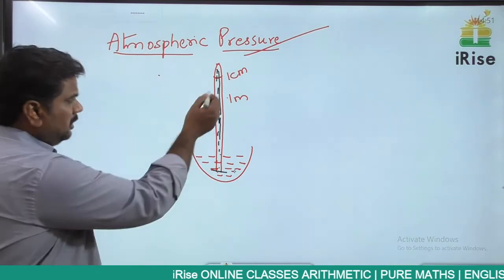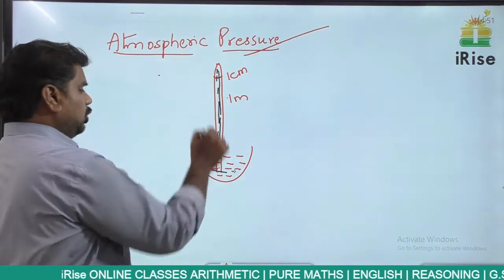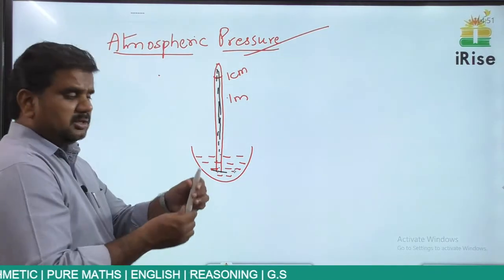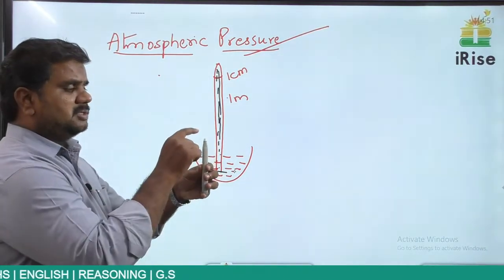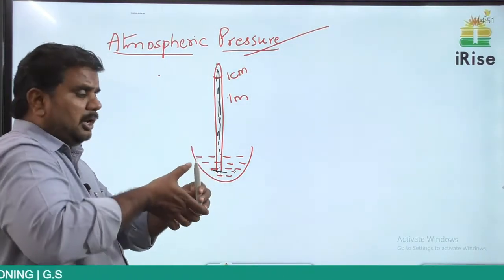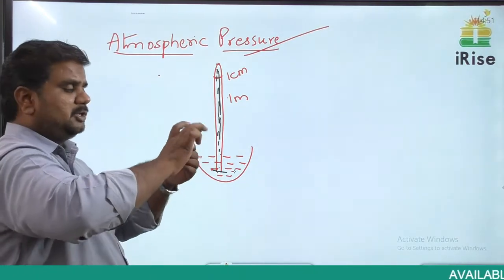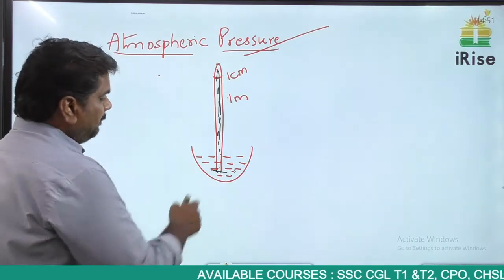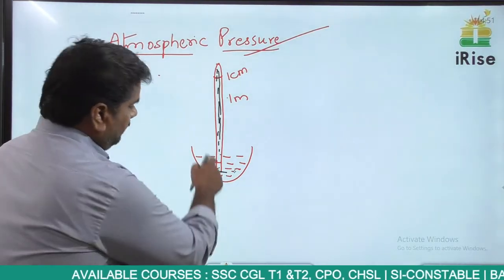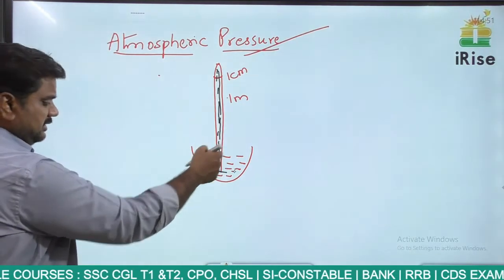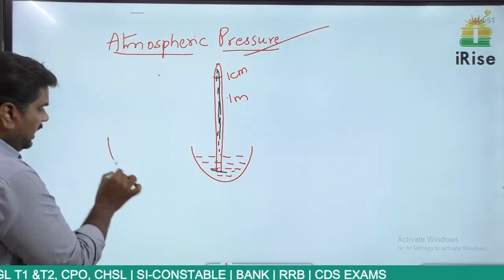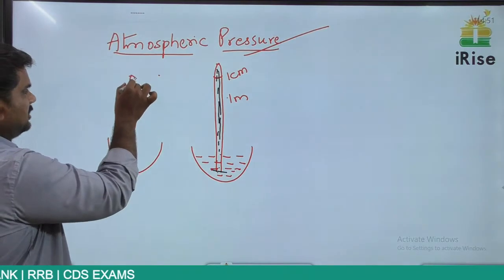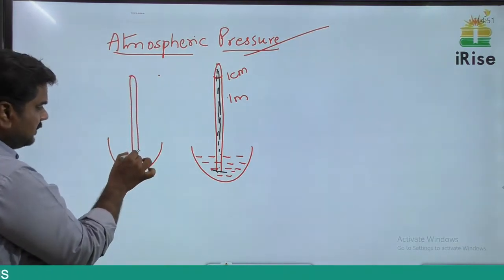Now this particular glass tube, which is open at one end and closed at one end, is inverted. Suppose something like this. This is the open end, this is the closed end. Now you invert this tube like this and place it in the bowl. The moment you place this glass tube in a beaker which consists of mercury, in that case, the level of mercury present in the glass tube starts decreasing.